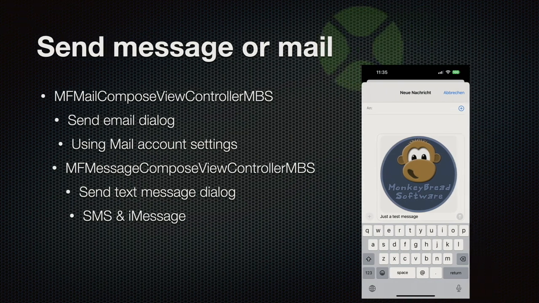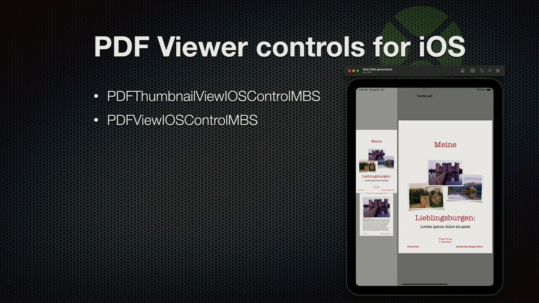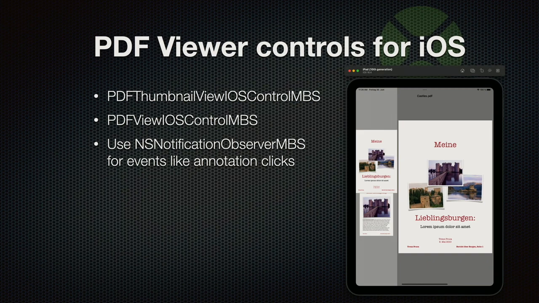Then there are PDF viewers for iOS. So, you know, Xojo has something built in, but you may want to have a newer version, more features, get a little bit more control about it. So you can use the thumbnail view for iOS or the PDF view for iOS. And we have the same controls available for Mac too. So you can use them on iOS and macOS. And as you saw before, we had a control for Windows too, so you can have PDF viewers on several platforms. You can even get notifications about clicks. So if the user is clicking on something on the PDF, like an annotation, a link or so, you can get an event and you can actually do something about it.